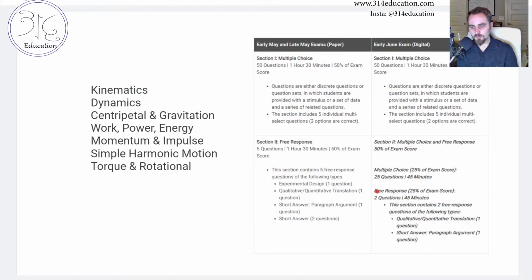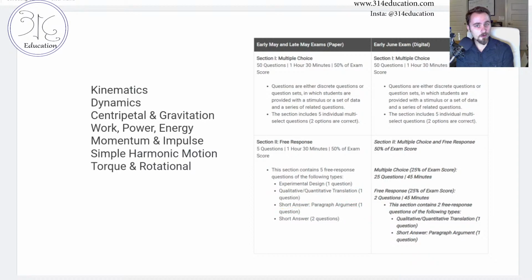We have qualitative, quantitative translation. That's going to be the standard FRQ type of thing we've seen. You might even be working with data. They give you information about a theoretical experiment, and then they'd ask you to interpret that data and what it means about different things that were tested in that hypothetical. And then we have short answer.